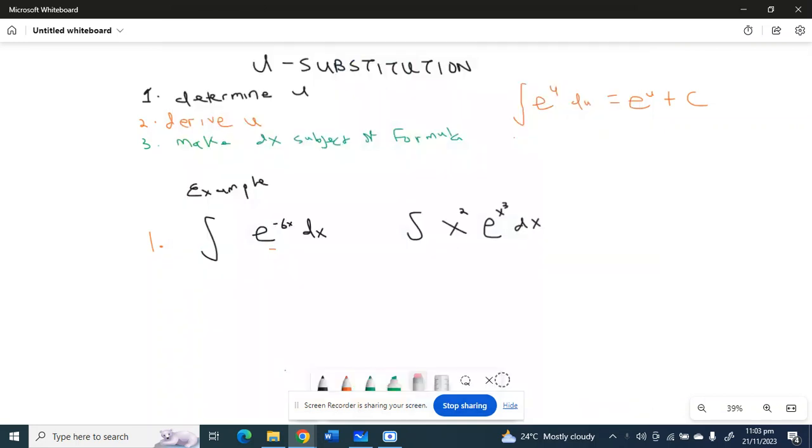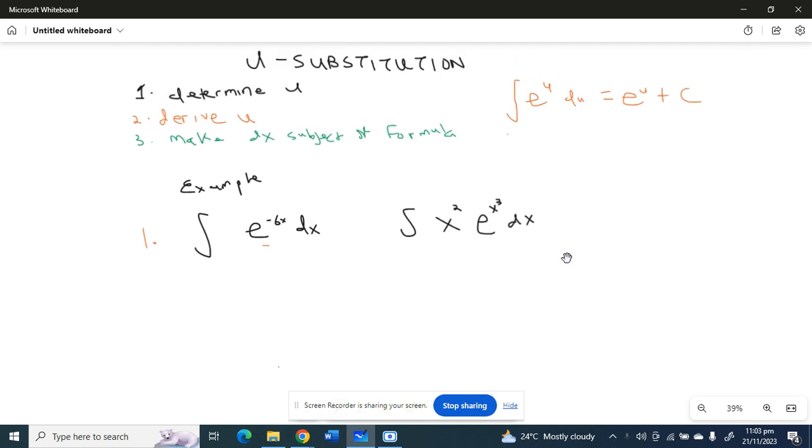Hello everybody, welcome to another lesson in integration using U substitution. In these examples, we're going to be integrating e, Euler's number. As you can see here, the integral of e^u du equals e^u plus C. With U substitution, this is what we're trying to achieve. We want to put the integral in the standard format so we can integrate e.